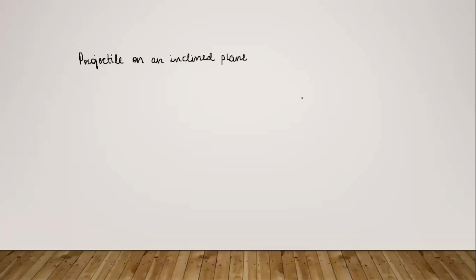So first, let's draw the diagram, because that's the first thing that we should always do in these kinds of problems. So let's suppose this is the ground. This inclined plane is at an angle of theta, and the particle is projected at an angle of alpha above this inclined surface. The initial velocity vector is at an angle of alpha. Let this point be A, this be B.